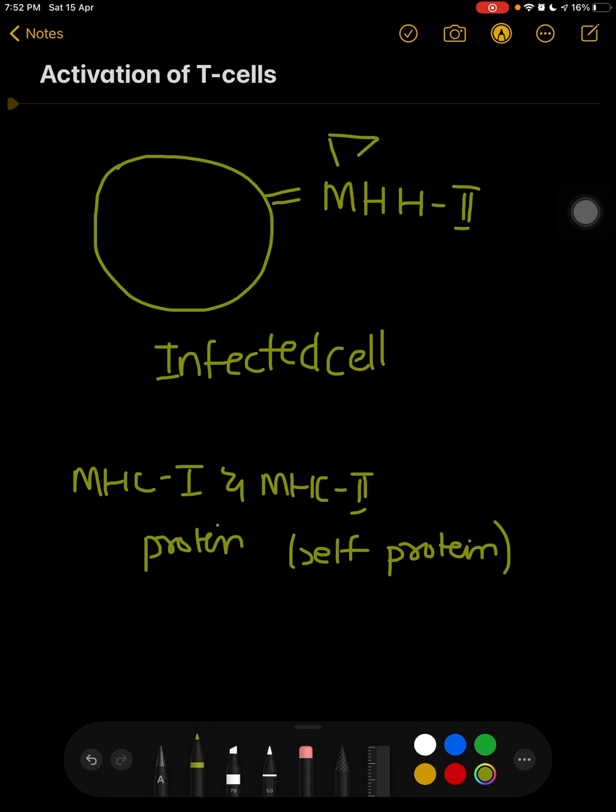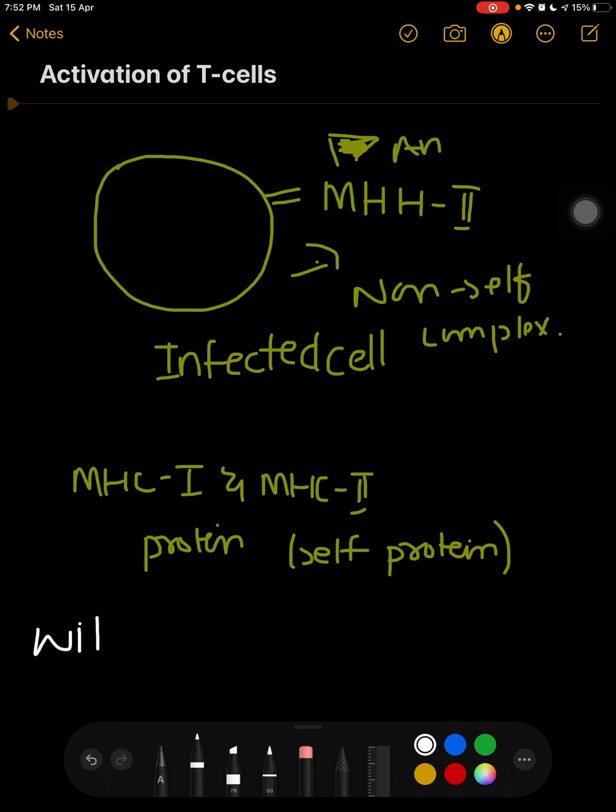But when an antigen attaches to them, they are known as non-self complex proteins. Before the attachment of the antigen they are known as self protein, but after the attachment they are known as non-self complex. Basically, MHC class 2 only binds with extracellular particles, or you can say organisms.